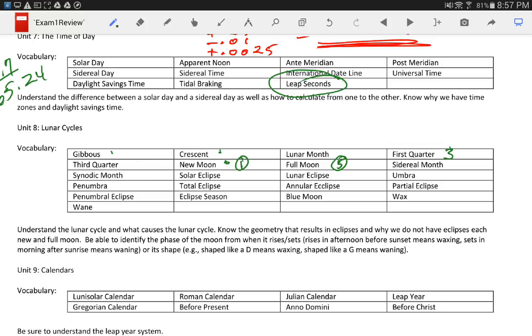I'm not sure why I put them in such convoluted order. And then we have a waning crescent, and finally back to the new moon. So that's the order of our moons.